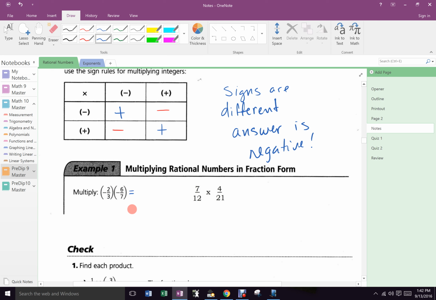You guys are smart kids. Straight across. What's 2 times 6? Wow. What's 3 times 7? 21. And then you're all like, I'm done. But you're not. Because you got to simplify.